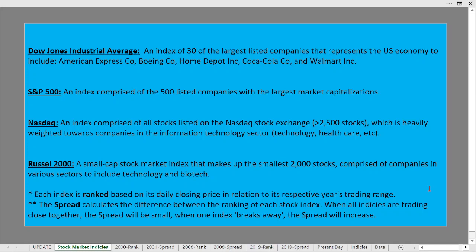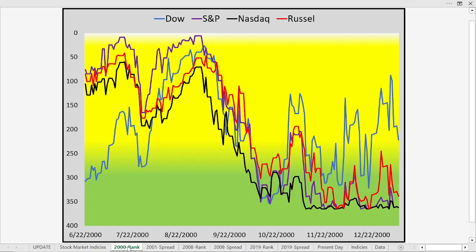Now, the spread is a difference in the rankings, meaning if all the indices are ranked number one, meaning they're all at the 52-week high for the year, they'll all be trading very, very close together, and the spread will be very close. However, if we have one index that's at its 52-week high and another index that's very, very low, we're going to see a wider spread. So let's go back in history and see what this looks like.